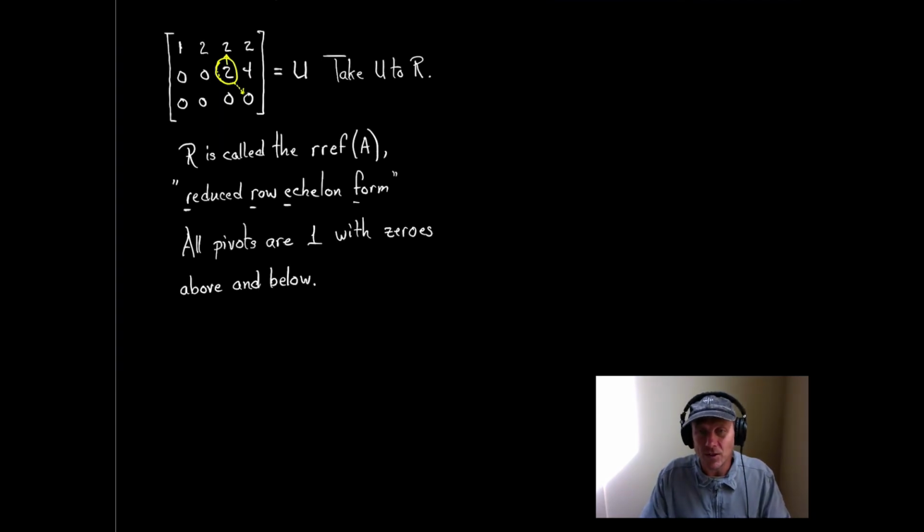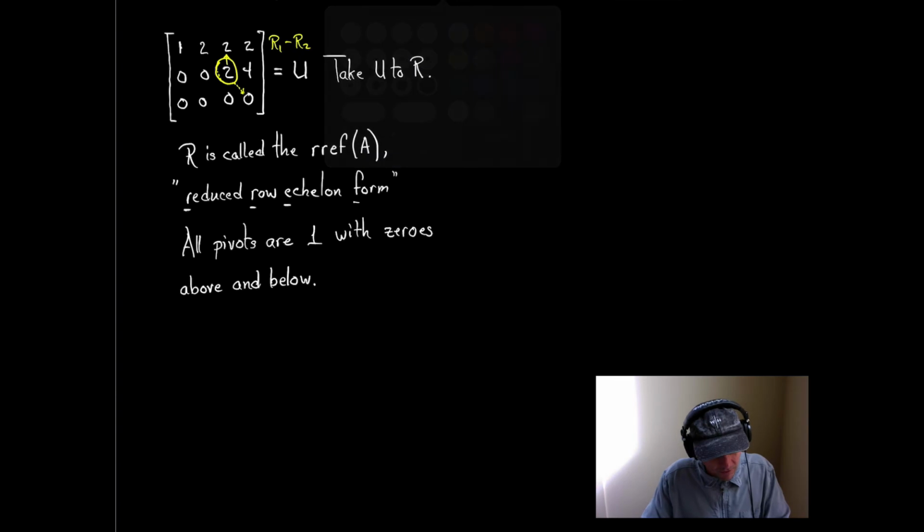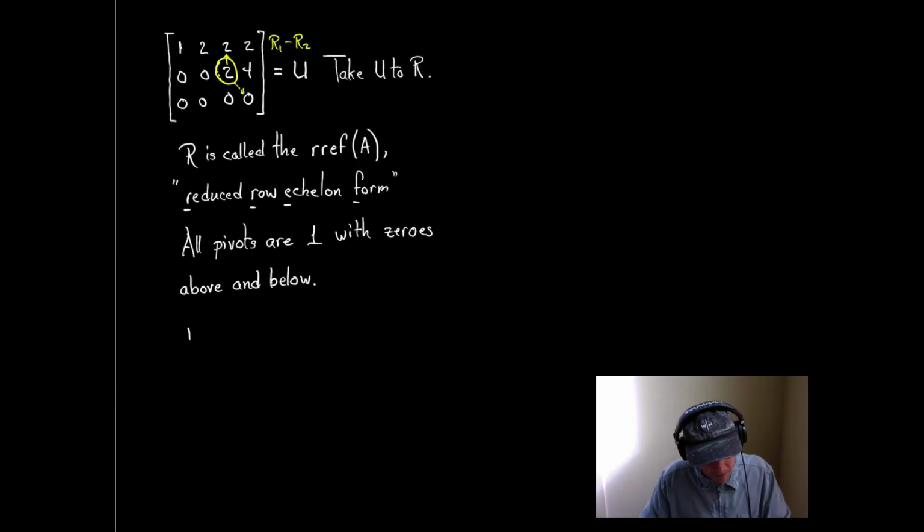And I would remove that 2 above it by subtracting row 2. So let's do that. We're going to work on row 1 by subtracting from it row 2, and that would be a 0. So let's write our result. Our result is now 1, 2, 0, minus 2, because we had 2 minus 4. Then we have 0, 0, 2, 4, and then a row of zeros.